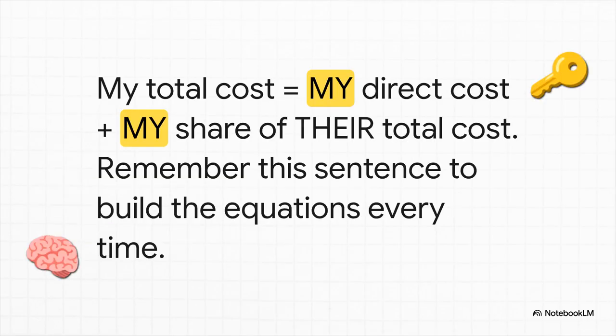And here is your memory hack for setting up those equations. Just remember this one simple sentence. My total cost equals my direct cost plus my share of their total cost. Just say it over and over. My cost is my direct cost plus my share of their cost. If you can remember that, you can build these equations in your sleep.